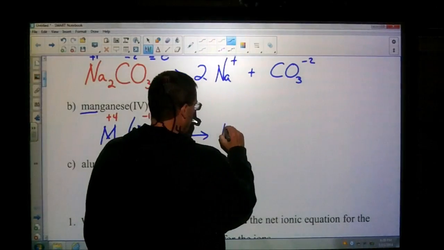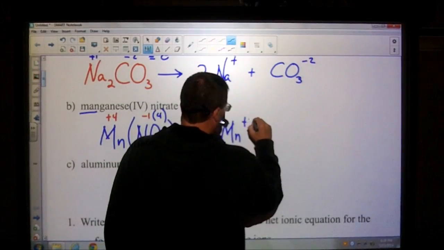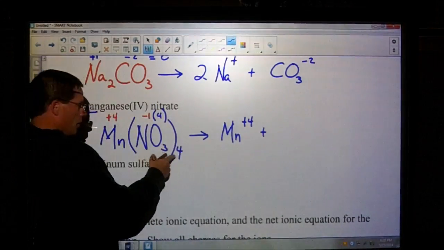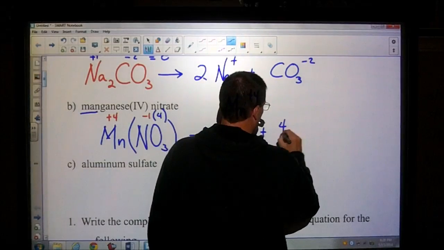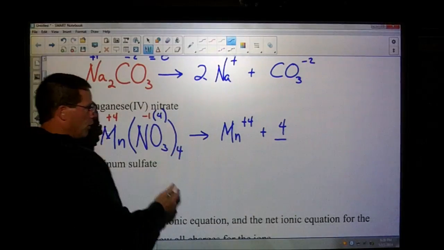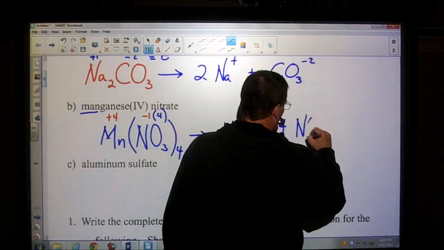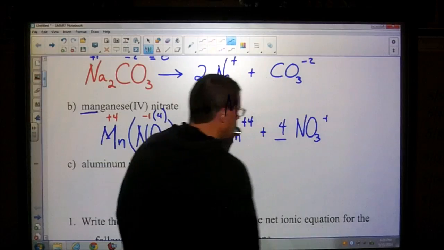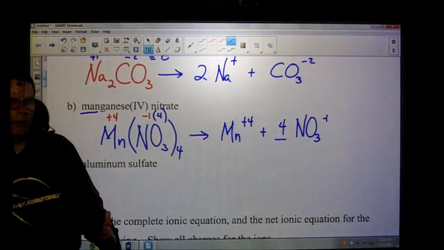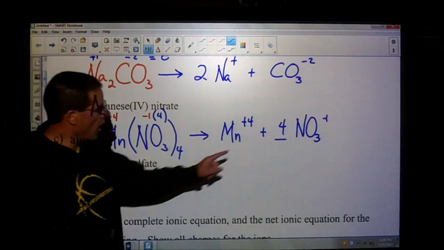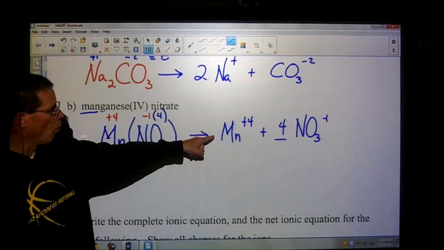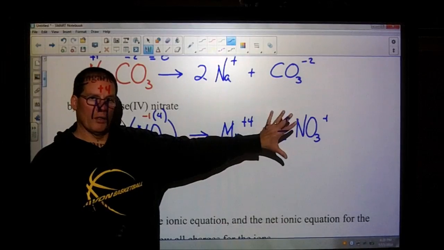This will dissociate into a manganese +4 ion, and then we're going to take this subscript 4 outside the parentheses and indicate that we actually have 4 nitrate ions. So if you were asked to determine the Van't Hoff factor or the multiplier, it would be 5. You have 4 of these plus 1 of those. 4 plus 1 is 5.